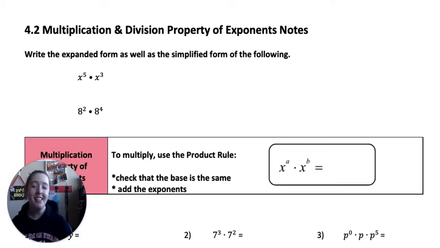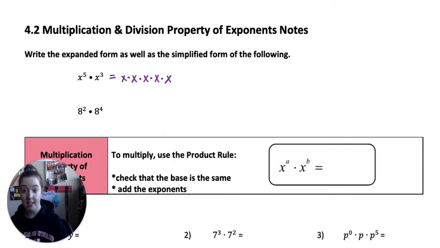Hey, today we're going to look at a couple of different properties of exponents. So first we want to look at these and write them in expanded form and then simplify. So we're going to take x to the fifth times x cubed. So x to the fifth power, that means we have x multiplied by itself 5 times. So 1, 2, 3, 4, 5.